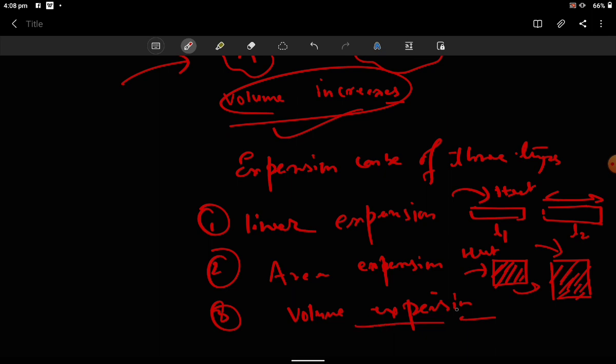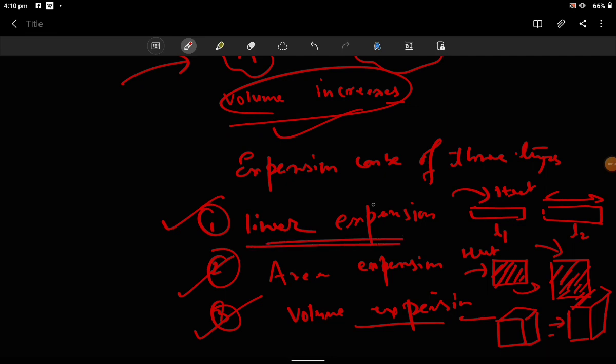Now volume expansion: let us suppose that there is a cube, and you are providing heat to it, so it will become somewhat bigger, and the shape will be the same, that is, it will be cubical. So these are the expansions: linear expansion, area expansion, and volume expansion. Right now we will study the linear expansion.